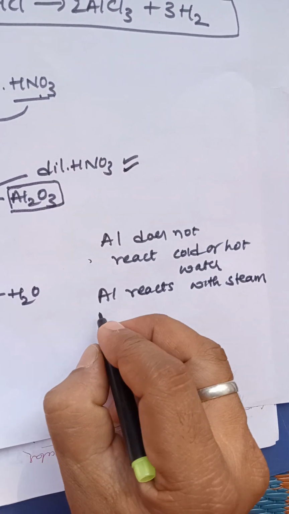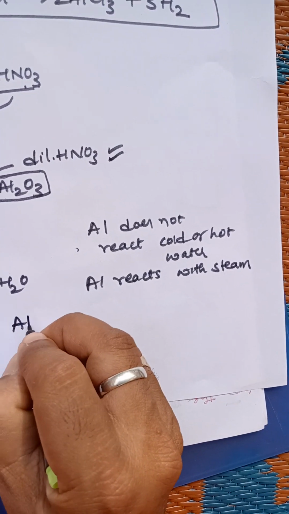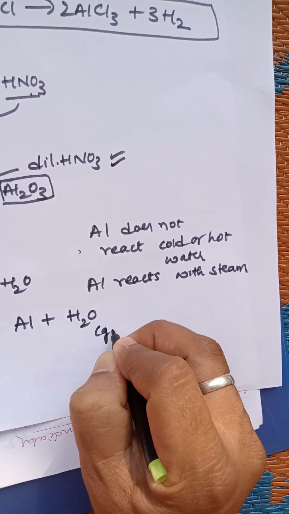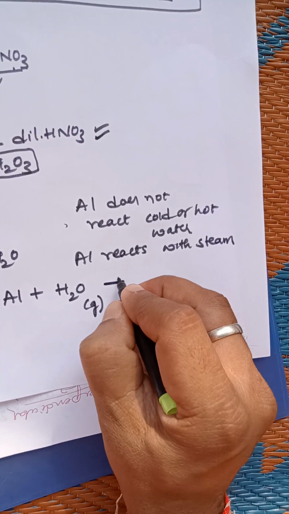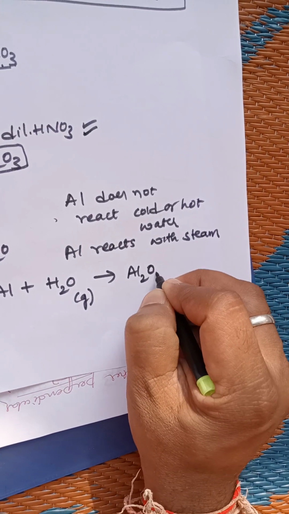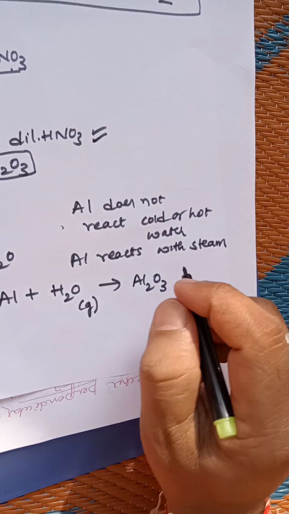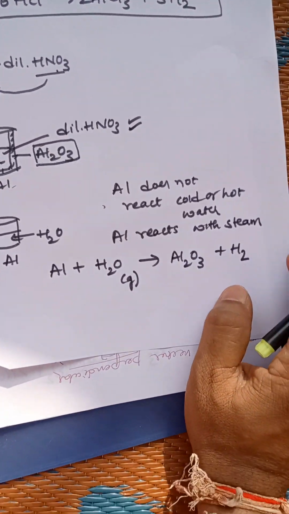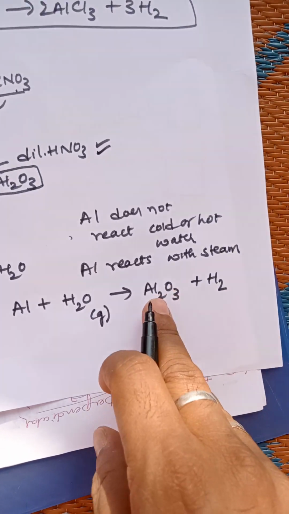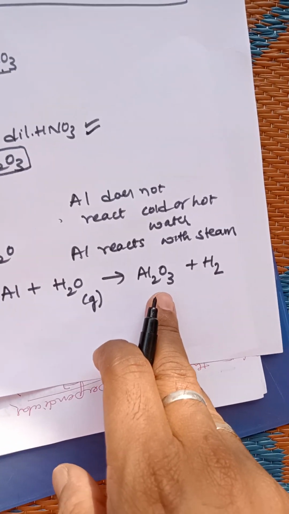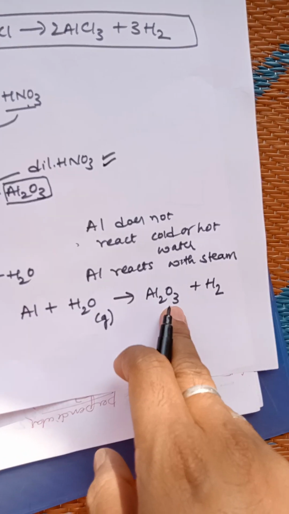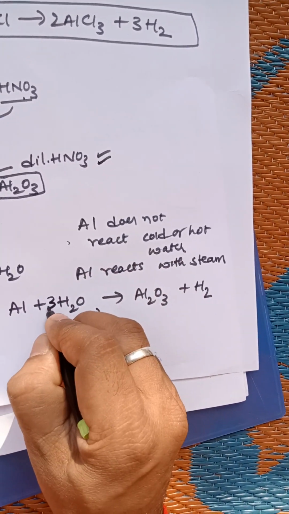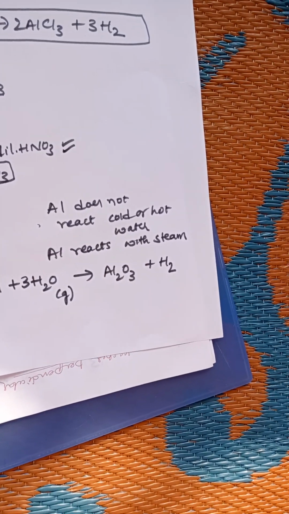So the reaction between aluminium and steam can be written like this: aluminium with water. Here the water should be in the form of steam. So it forms aluminium oxide along with the formation of hydrogen. Again, this is a simple equation. We can easily balance it. Now I would like to start balancing with oxygen, as it has the highest number of atoms here, 3 here. So here it is 1, so I'll put a 3 here. So this will balance oxygen atoms.